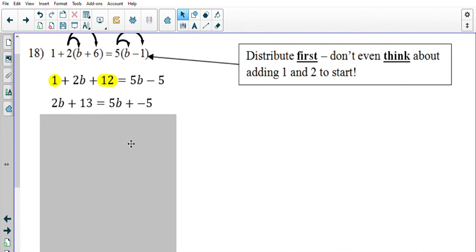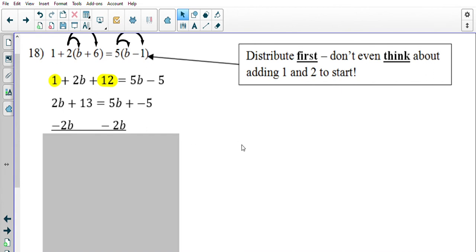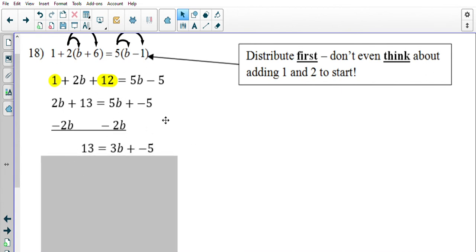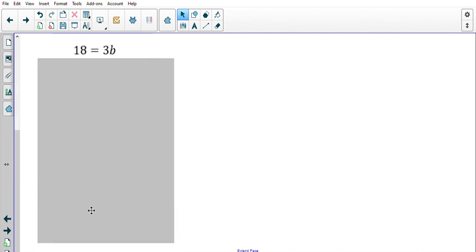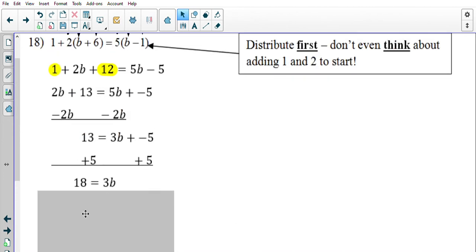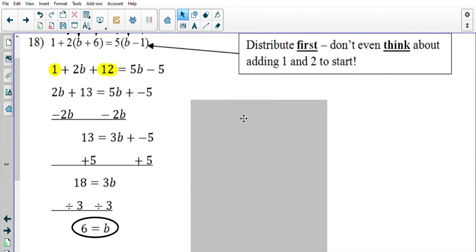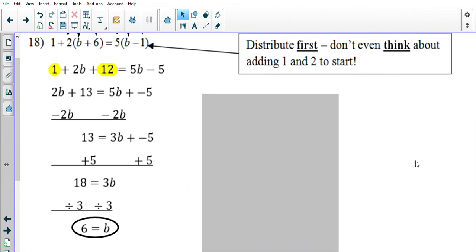2b is smaller, so I'm going to subtract 2b from both sides. That's going to give me 13 equals 3b plus negative 5. Now we'll add 5 to both sides to get 18 equals 3b. And then we are going to divide both sides by 3 to get 6 equals b, or b equals 6. So lots of steps there, but we need to take our time. This is combining some of the skills from last unit with our current unit.